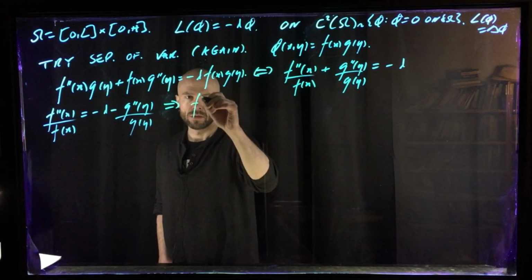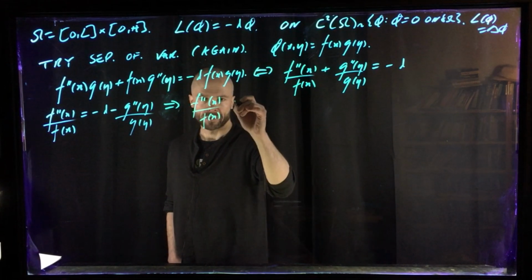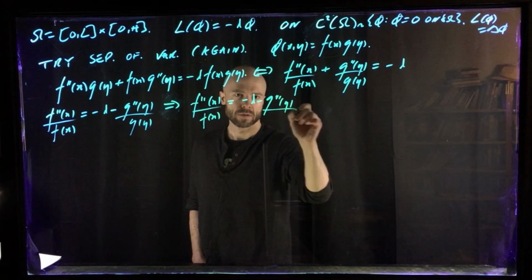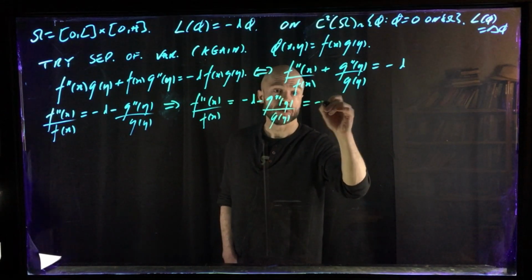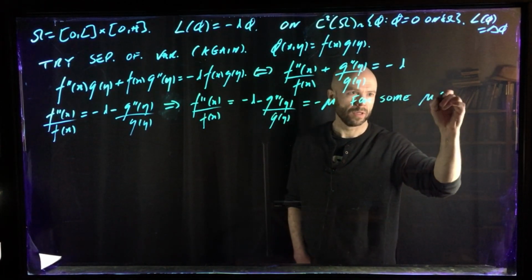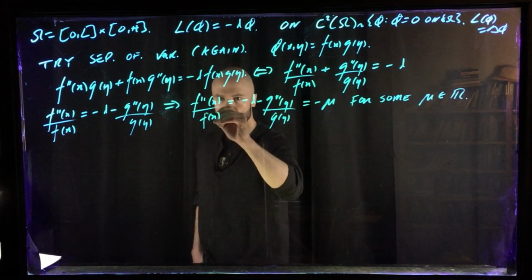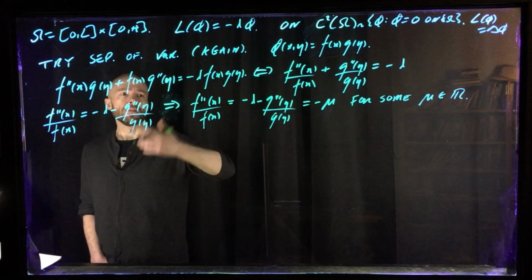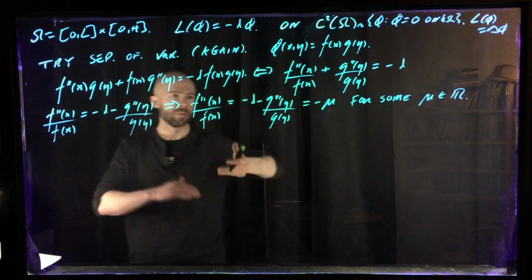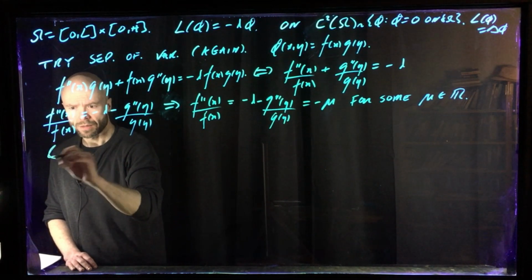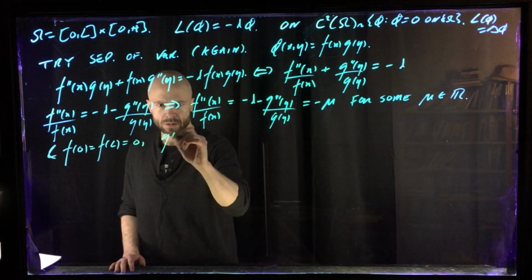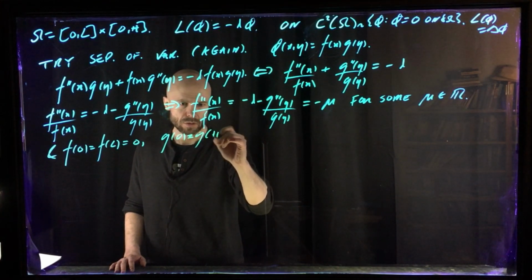that f double prime of x over f of x is equal to some number mu, and I'm going to let mu be minus, for the time being, like this. And we also want to have that the boundary conditions are satisfied. The boundary conditions are that the functions are 0 on the boundary, and in terms of f and g, that means that f of 0 equals f of L, which is equal to 0, and g of 0 equals g of h, which is equal to 0.